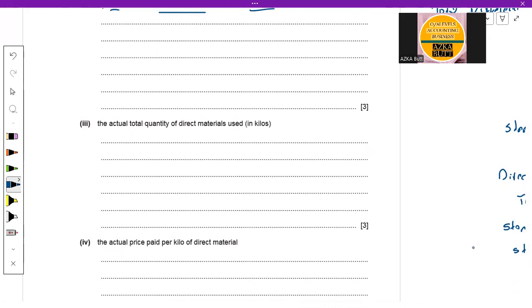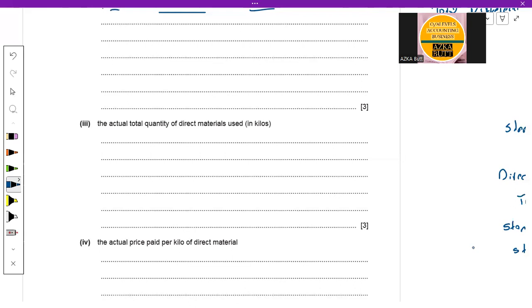Material usage variance reflects the difference between the standard quantity of material that should have been used and the actual quantity used, and the variance is favorable, meaning less material was used than expected. So material usage variance was 8360, which was favorable. Standard material cost per kilo was 7.60. Budget production was 11,000 units, and standard quantity of material per unit was 4 kilos per unit.